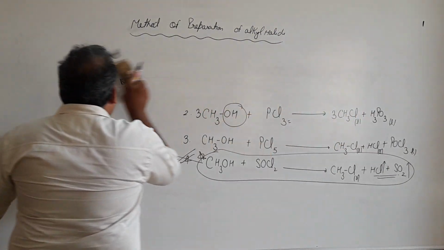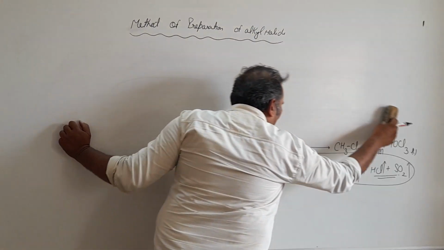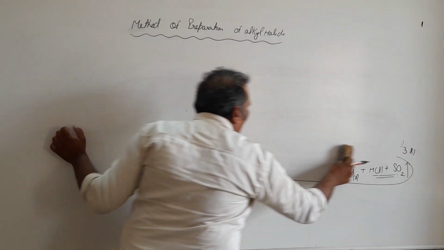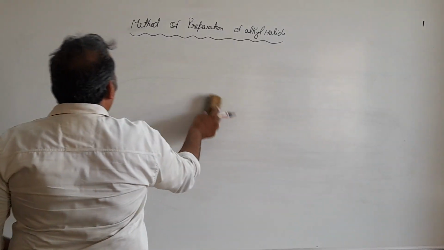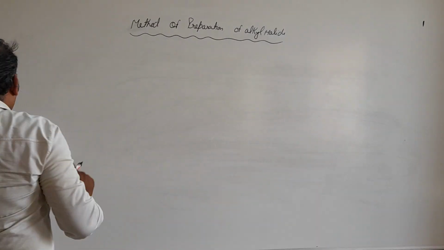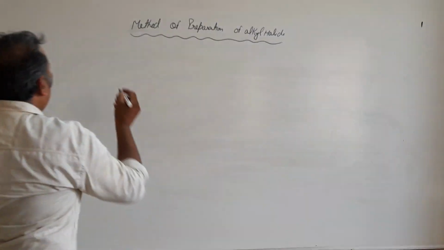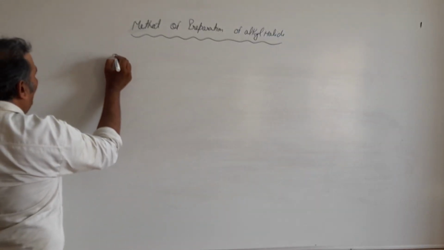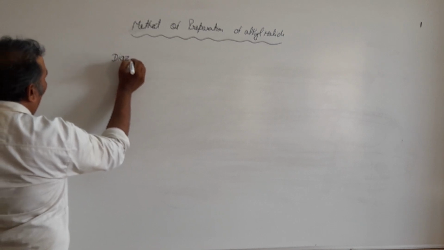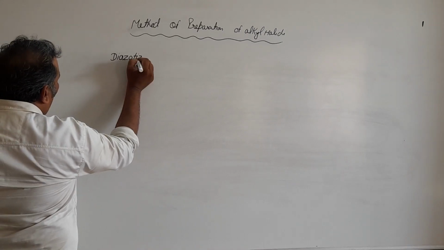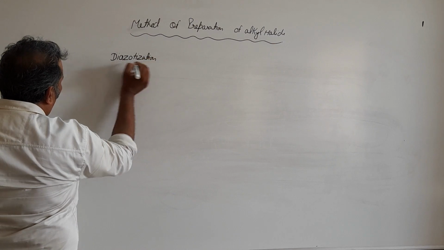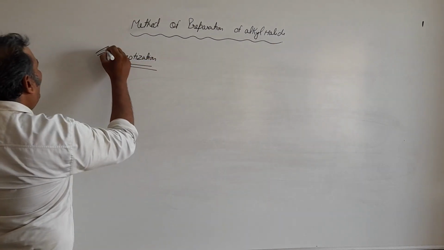Now, what are the other methods according to your NCERT? You can prepare aryl halides also. For this you have to use diazotization. So what is the diazotization reaction?